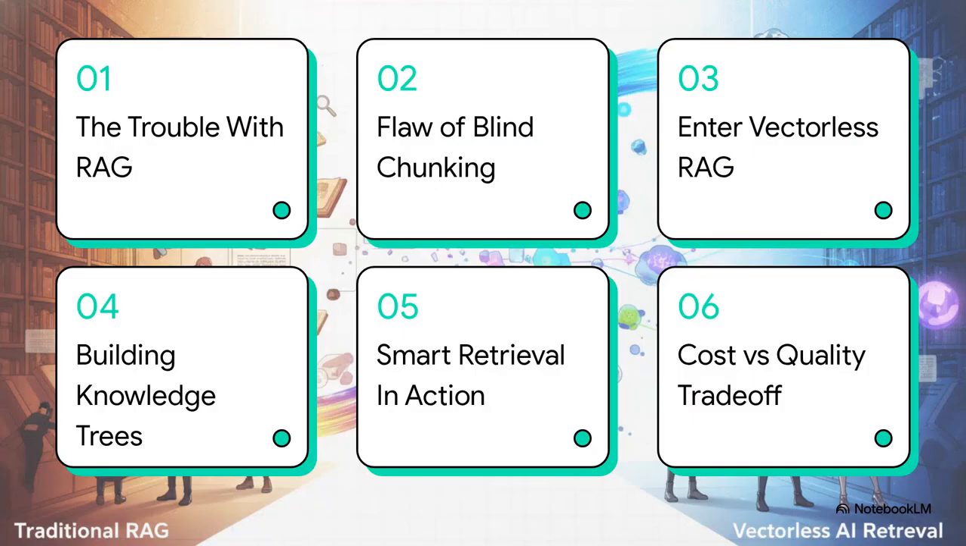Okay, let's take a quick look at our roadmap. We're going to cover 1. The trouble with traditional RAG. 2. The flaw of blind chunking. 3. Enter Vectorless RAG. 4. Building the knowledge tree. 5. Smart retrieval in action. And finally, number 6, the cost versus quality trade-off. Let's get right into it.